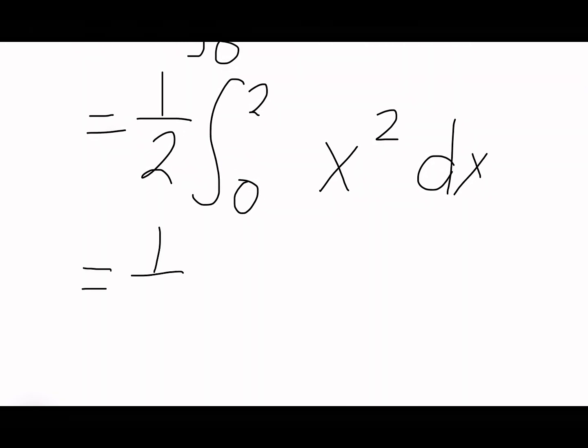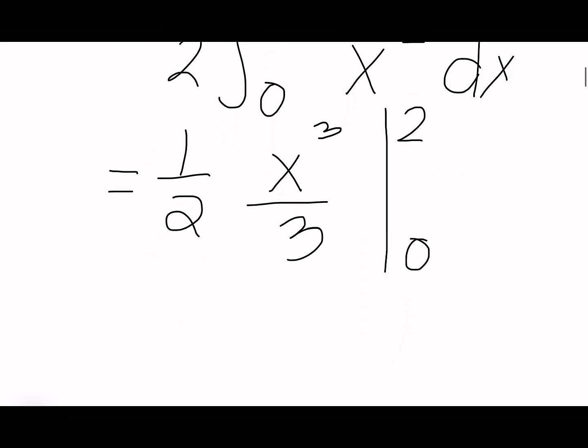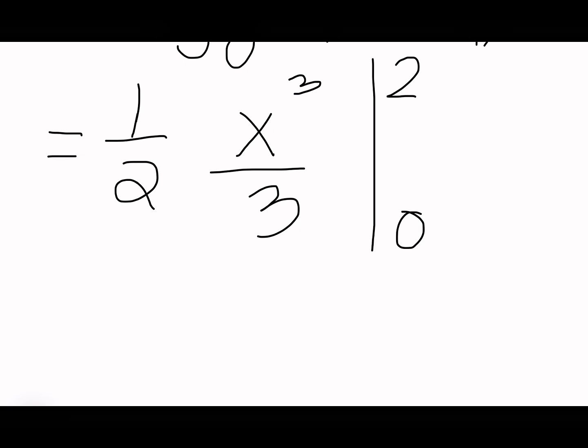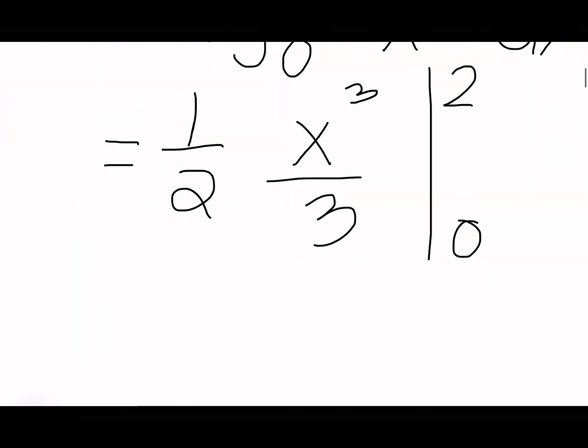So 1 over 2, copy the x. 2 plus 1 is going to be 3, divided by 3. And now we're going to evaluate it from 0 to 2. So let's substitute it. We can also substitute the 0, but it will become 0 anyway, so just simply ignore it.